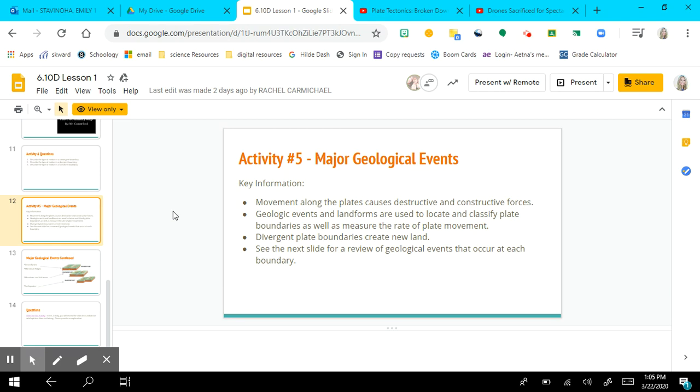Divergent plate boundaries create new land. So when they move apart, they create that new magma coming up and creating new land, like at our mid-ocean ridge. The next slide is going to be a review of geological events that occur at each boundary.